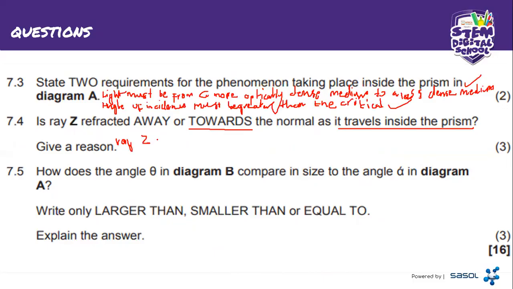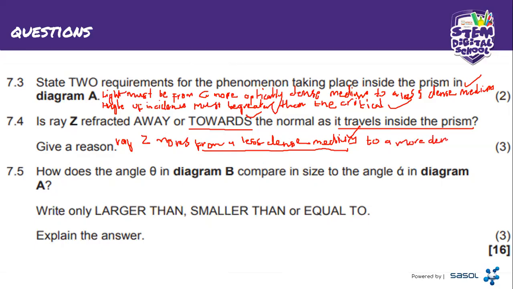Ray Z moves from a less dense medium. So the first mark is for towards the normal. The second mark is that ray Z moves from a less dense medium, that's one mark, to a more dense medium. And that will then give you the third mark. Or another learner could have said it: ray Z comes from a medium of lower refractive index to a medium of higher refractive index.